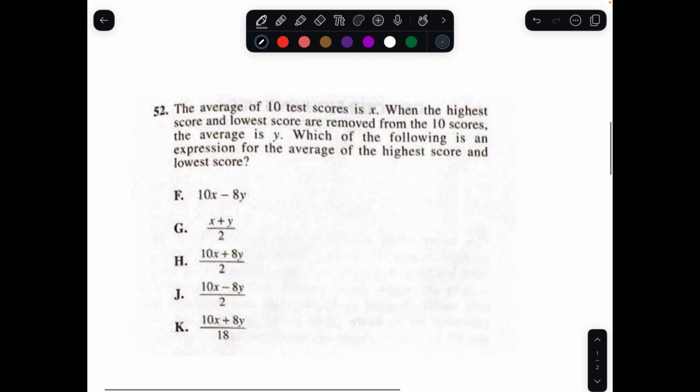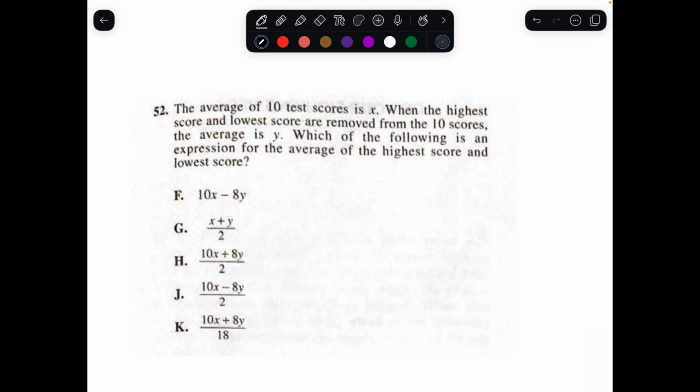On to question 52, which says the average of 10 test scores is x. When the highest score and lowest score are removed from the 10 scores, the average is y. Which of the following is an expression for the average of the highest score and the lowest score?